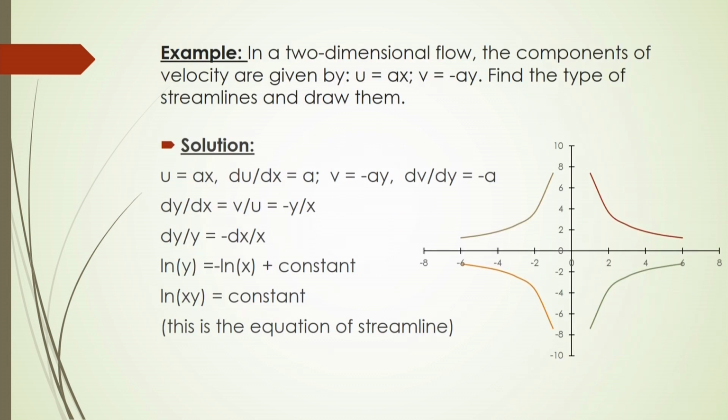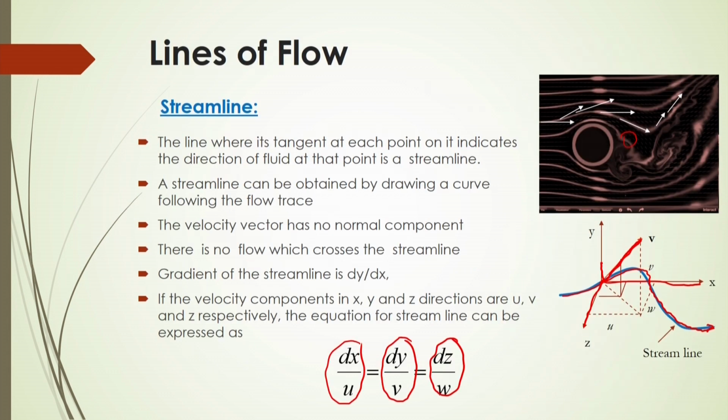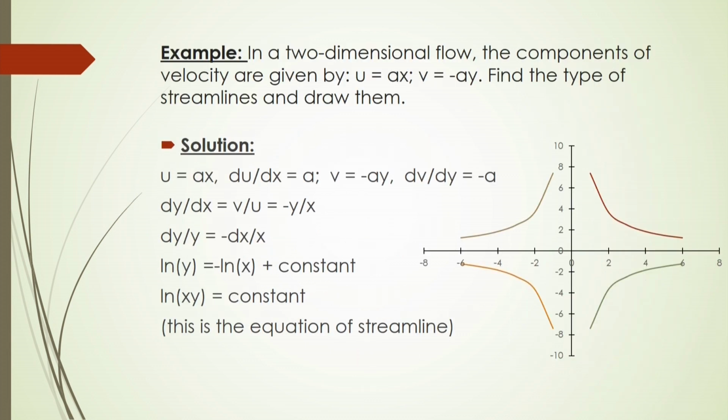Now, we have discussed the streamline, what the streamline function is, and what the velocity components in the u, v and w directions are, and based on this we can express the equation for the streamline. So, based on this equation, let us do an example. In a two dimensional flow, if the components of the velocity are given by, suppose, u equals a x and v equals minus a y, find the type of streamlines and draw them.